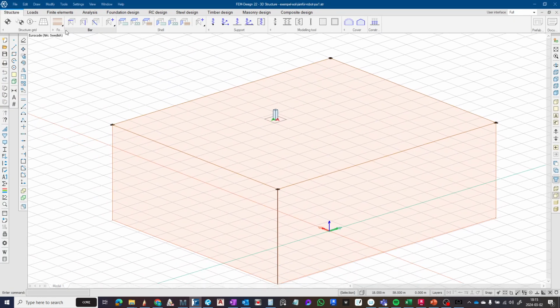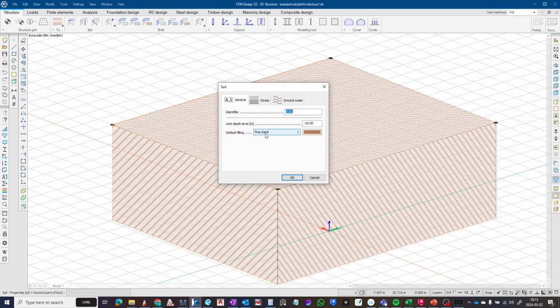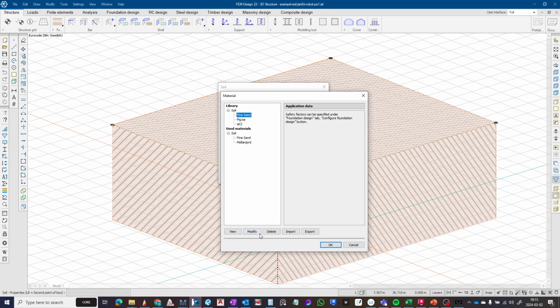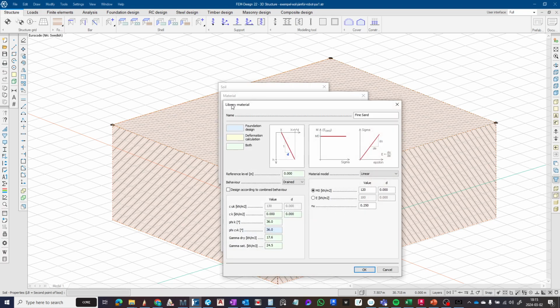This information we can compare with FEM design. Here is, for example, the soil that we're talking about. Here is the information about, for example, the cohesiveness of this sand, which is 0. We have here a 36 friction angle, and I'm going to explain why we have this.